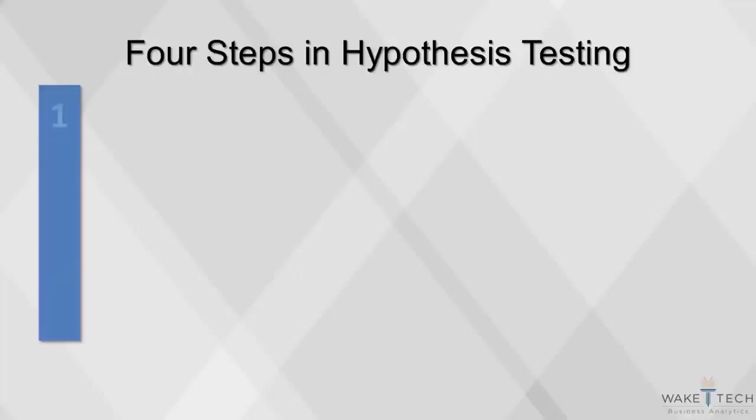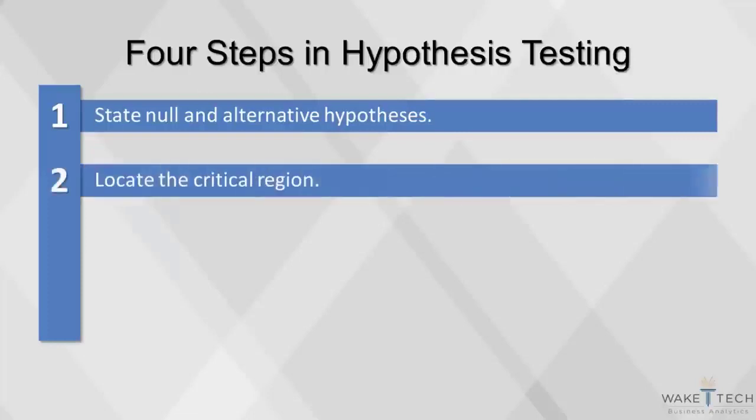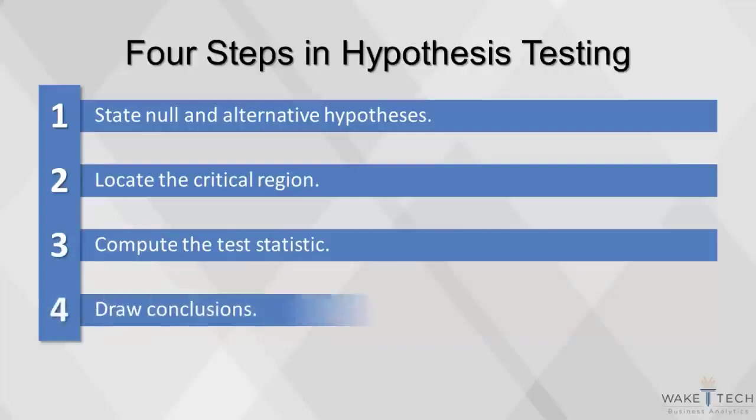The first step is stating the null and alternative hypotheses. We have to establish what we are testing to be true. Once we do that, we have to decide how close to true our sample statistic has to be for us to accept the truth. For example, we might want our estimate to be accurate with a 5% margin of error. This is called locating the critical region. Once we know that, we have to compute the test statistic, the z-value, or the t-value. Finally, based on our results, we draw conclusions from the study.